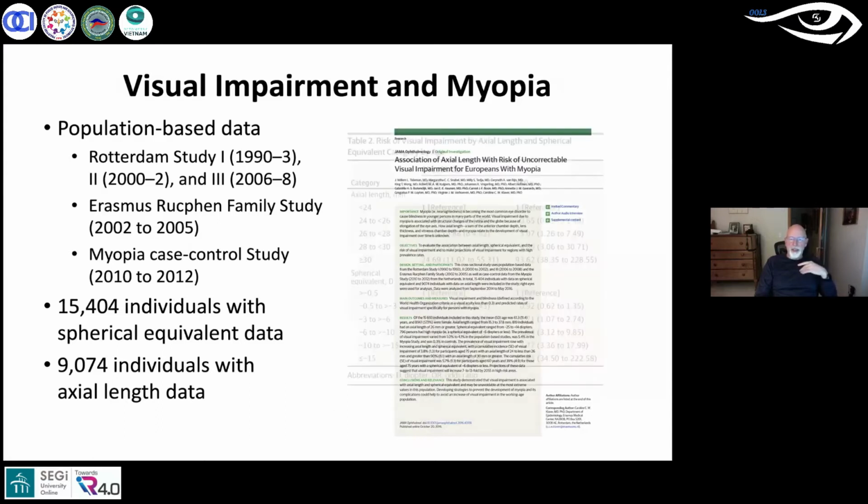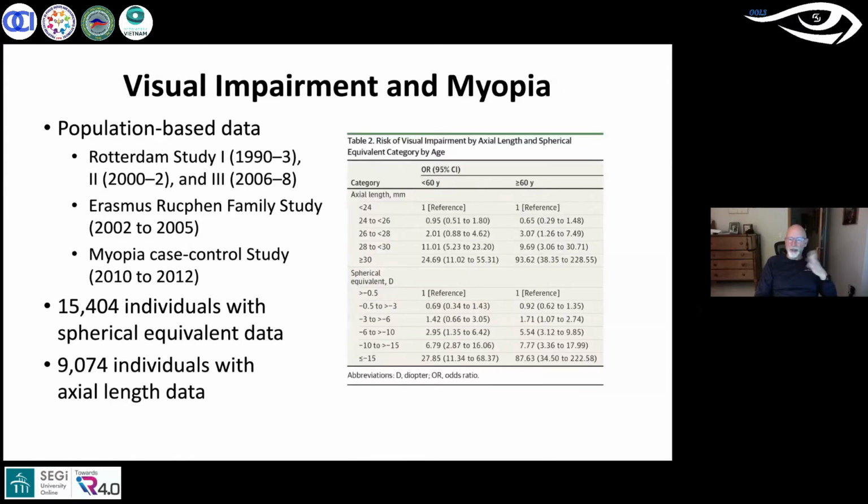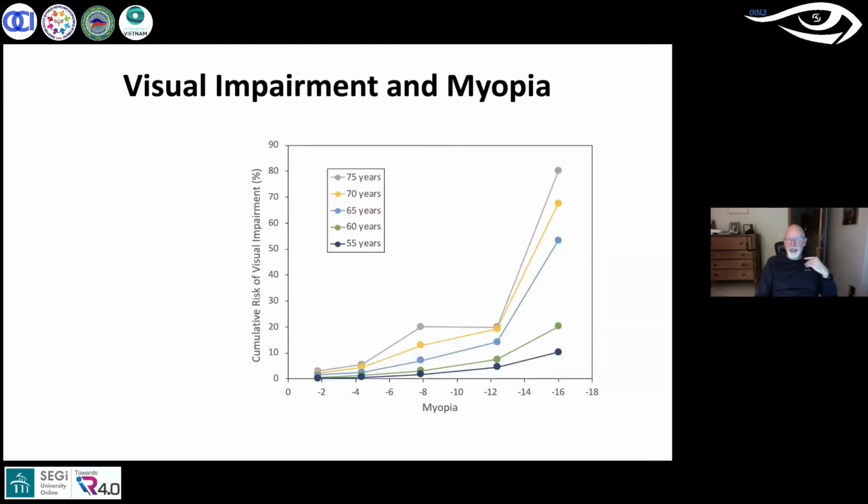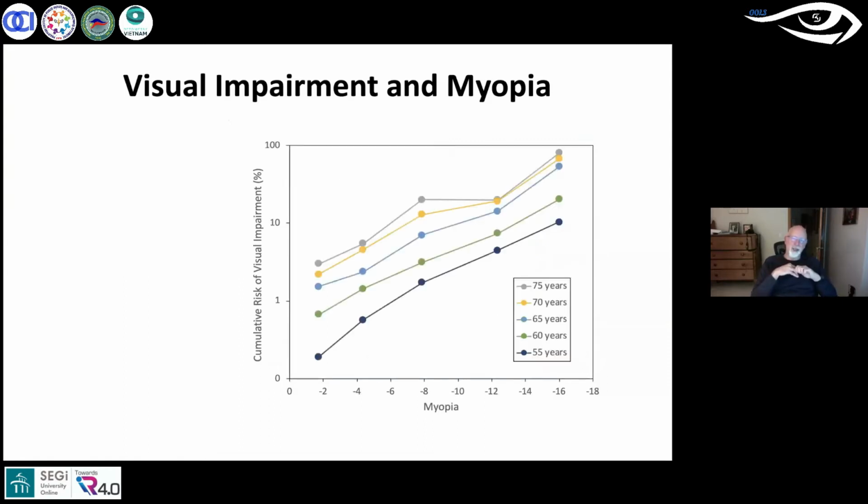So you can, again, look at their table of data, but what I did here is I replotted the data from that paper, looking at the cumulative risk of visual impairment as a function of level of myopia for 5 different age groups. And again, as you would probably expect, visual impairment increases exponentially with age. It also increases exponentially with myopia. So again, with the power of logarithms, I can replot those data. And again, you see something quite remarkable.